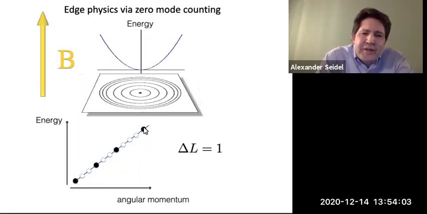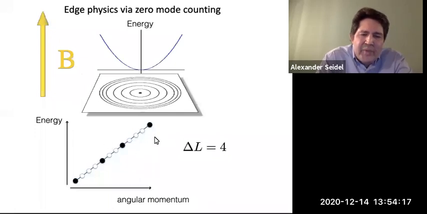There's only one way you can do that, because without violating the generalized Pauli principle, you can only take the outmost particle and move it outward. Whereas for delta L equals 4, you have already quite a few ways to generate viable partitions. And so you can keep counting at given angular momentum how many zero modes there are.